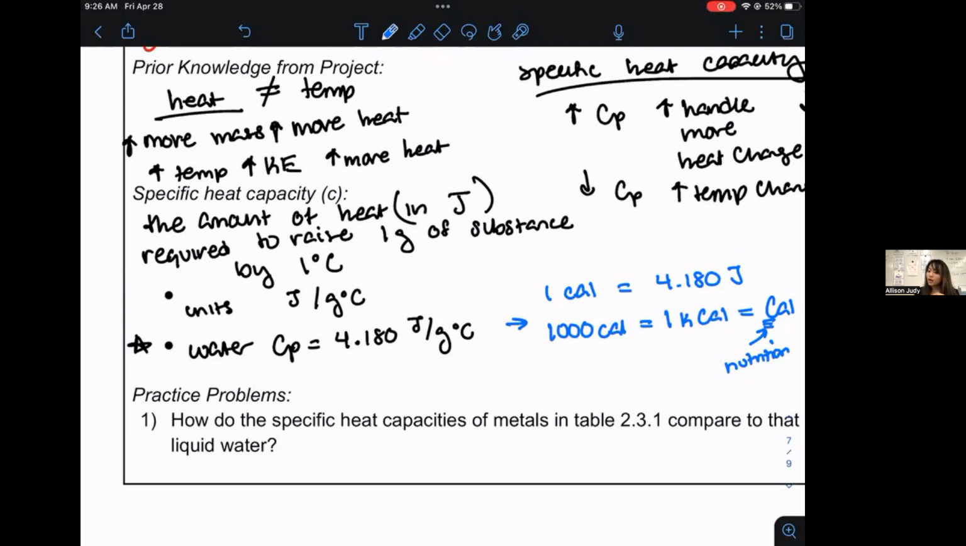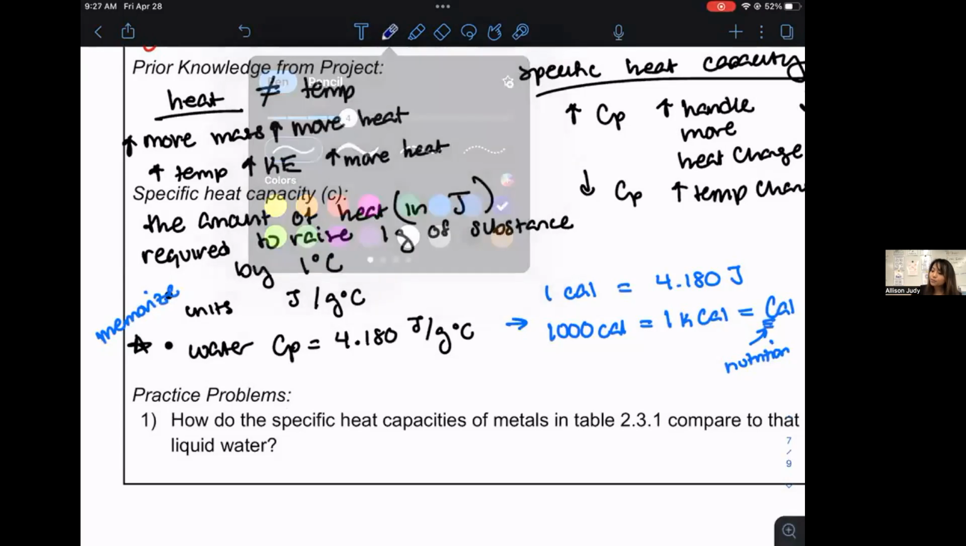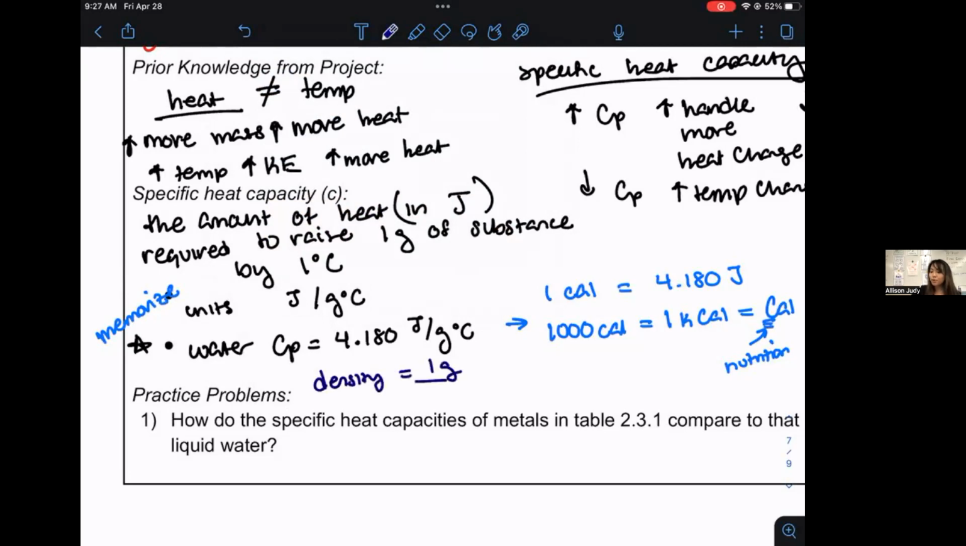Okay. You're going to want to memorize the heat capacity of water, which is also the conversion factor between joules and little cal. And you might also want to memorize that if I'm talking about per gram, it's sometimes helpful to remember that the density of water is 1 gram per 1 milliliter. So that means if I have 25 milliliters of water, how many grams of water do I have? 25. Okay. So that's just something to remember.